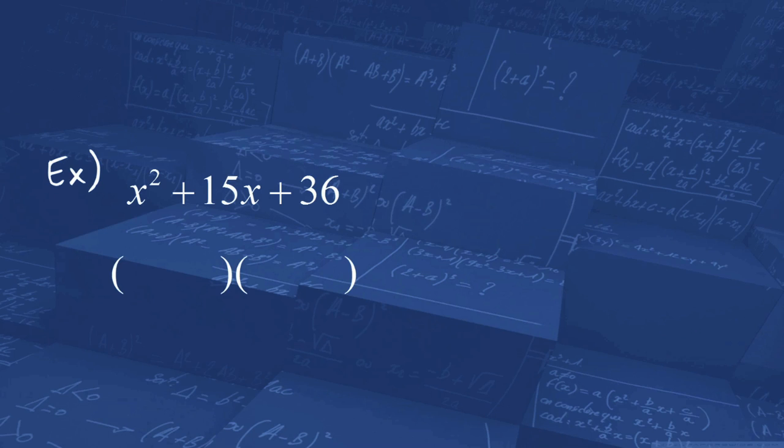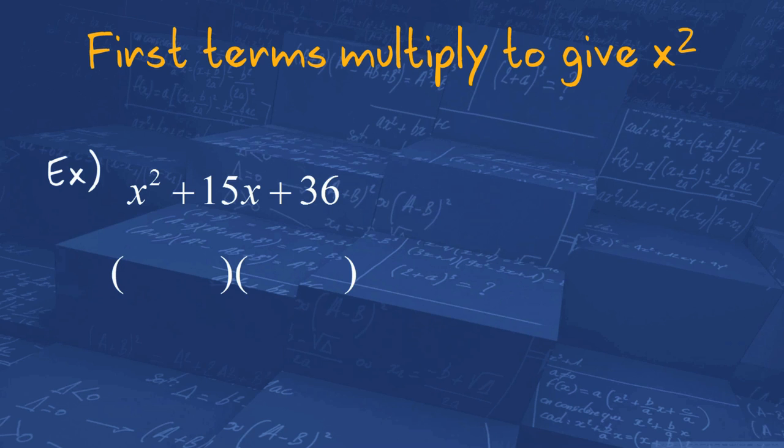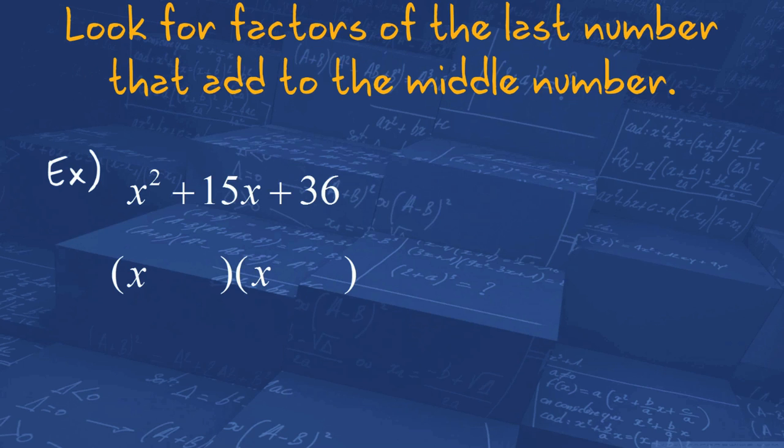That's where the pattern comes in handy. So, let's take a look here. x squared plus 15x plus 36. The first terms multiply to give us x squared. That's where the x times x comes in. The last terms multiply to give us 36, but add to give us 15. So we're going to look for factors of the last number that add to the middle number.